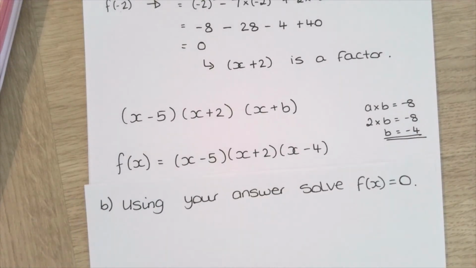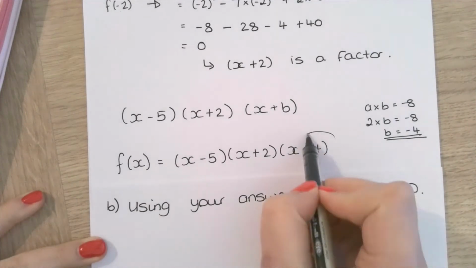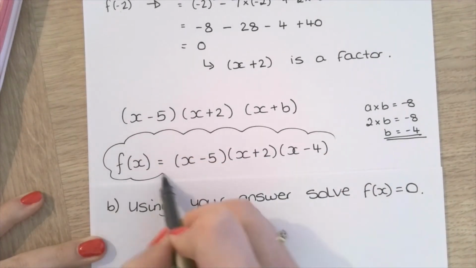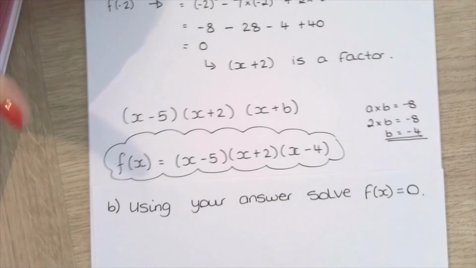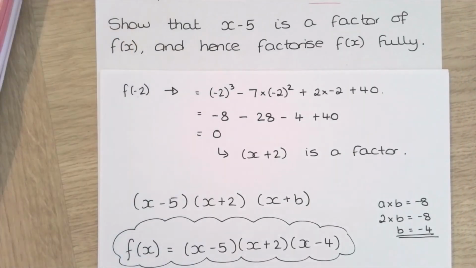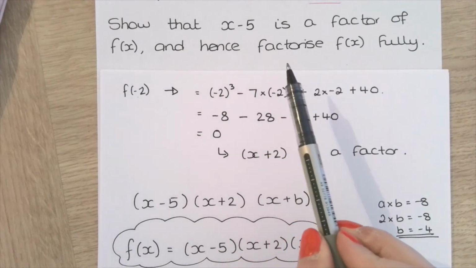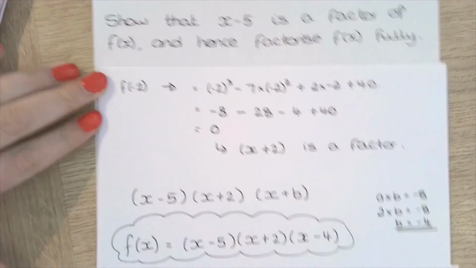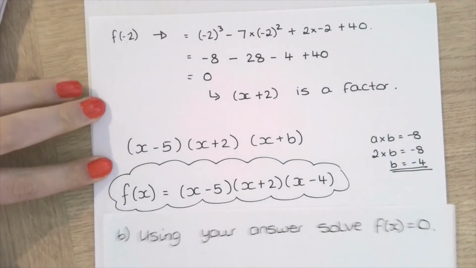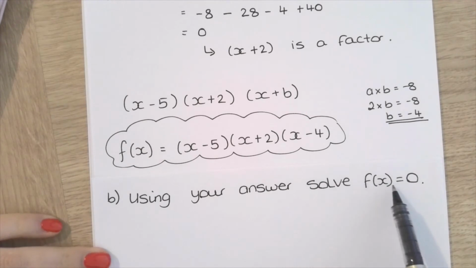So I did also think about a part B. So using your answer, solve f of x equals 0. So this is what I got for that first question, because it said show that x minus 5 is a factor, and then hence factorize f of x fully. That's what I've done here and written that in the bubble. My part B that I'm adding on for you now is solve f of x equals 0.